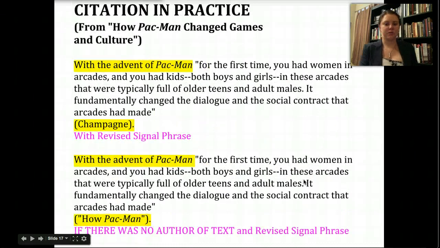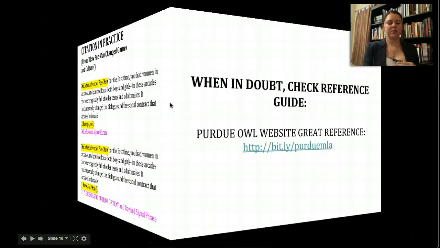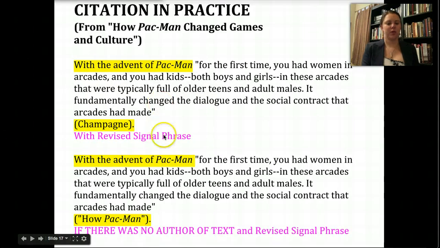If this varies, okay, then we would see something a little bit different. So let's say I didn't, in my signal phrase, give the author's name or the title. So I revised it, and instead of saying all of that, I just said, "with the advent of Pac-Man," quote. Okay, and then I gave my quote. For this one, I need to make sure that Christine Champagne gets credit. Okay, she is the author. So at the end, I add parentheses, Champagne, period. Okay, and this would actually go right up here, but because of the formatting of this, it got pushed down, okay?